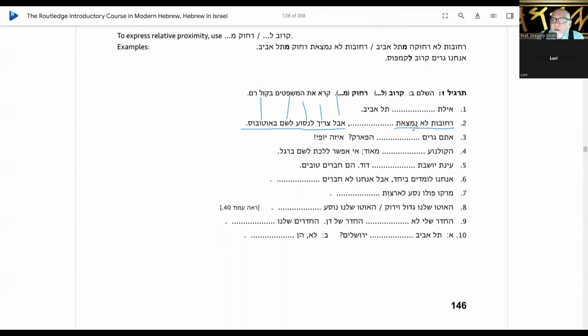So Rehovot is not located. I bet you it would be far. But I don't think we're going to use this mem or this lamed in this case. I think in this context, if it's not located, it might be Rahok. And so I bet you it's Rahoka. Rehovot lo nimset Rahoka. Yeah. Rehovot lo nimset Rehoka. It's not far. I don't see how we're going to use the lamed or the mem in this case.